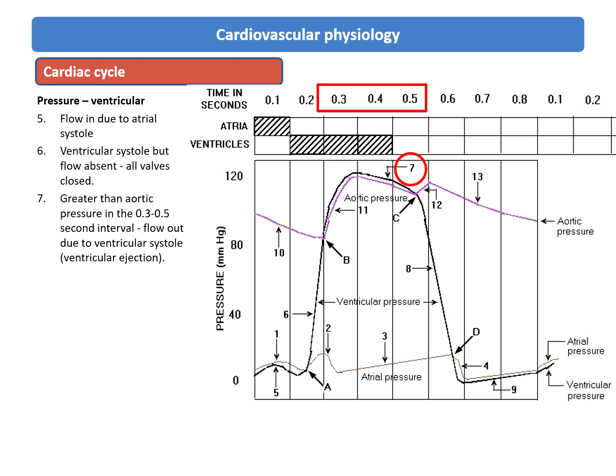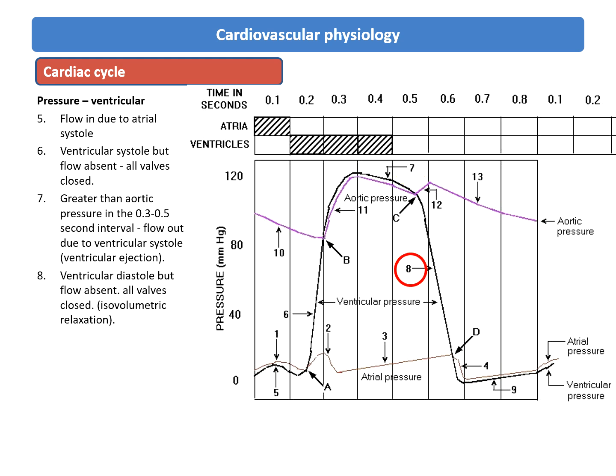Step 7, ventricular pressure is greater than aortic pressure. Flow will be out due to the ventricular systole. This is ventricular ejection. Step 8, ventricular diastole has occurred, but flow is absent because all valves are closed. This is isovolumetric relaxation. Step 9, flow in due to the difference between atrial and ventricular pressure, ventricular filling.